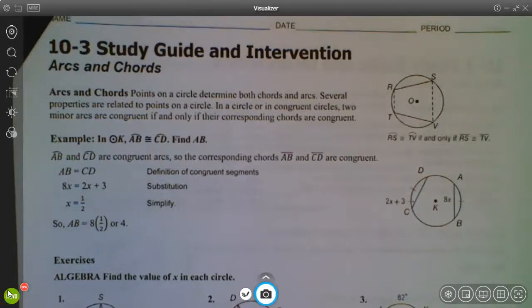Alright, moving into section 10.3, we're going to focus in on arcs and chords and their relationships. So a lot more algebra going on in this section for sure. So here's kind of the main relationship that we're looking at for this section.